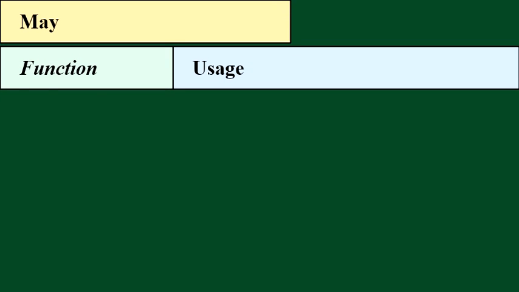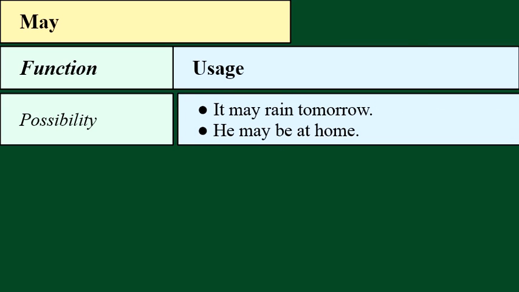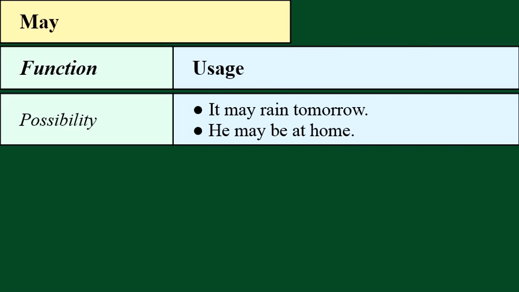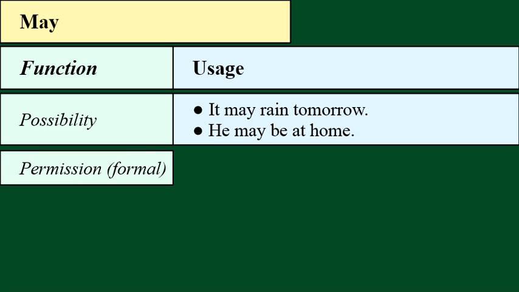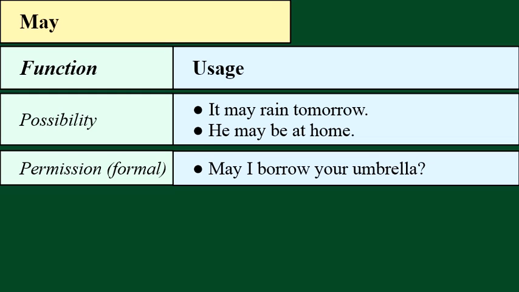May. It is used to indicate possibility. The examples are: It may rain tomorrow. He may be at home. It is used to indicate permission, formal. Example is: May I borrow your umbrella?